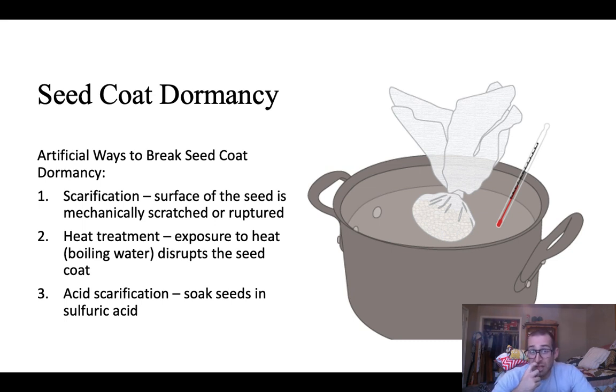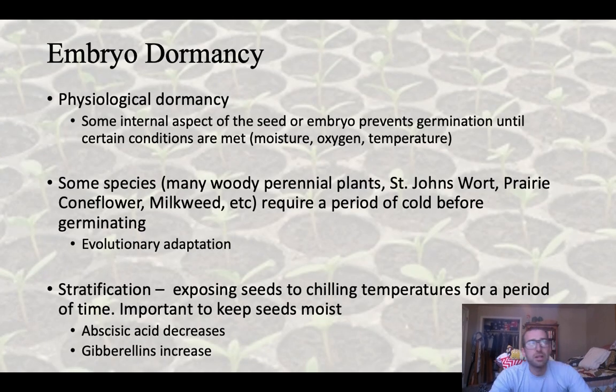We have scarification, where you can take some sandpaper and rub it against the seed to start breaking up that seed coat. There is heat treatment, so you can boil or expose your seeds to hot water, and that's going to start breaking down that seed coat. But there's also something called acid scarification, where you can soak your seeds in sulfuric acid for a period of time to break down that seed coat. Now, that's exogenous dormancy, and seed coat dormancy is a type of that.